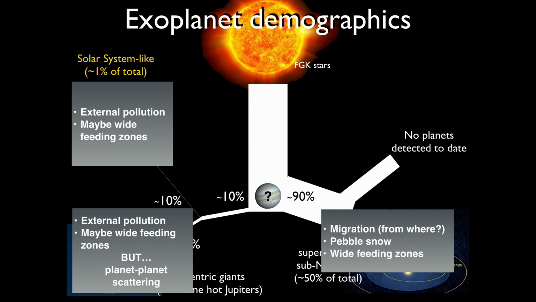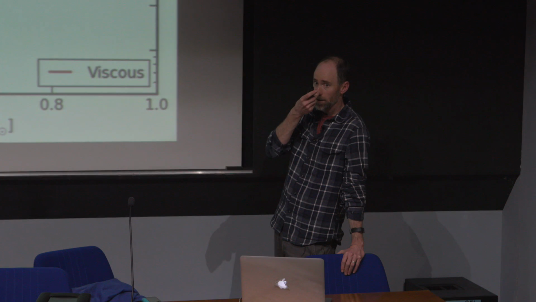For cases with giant planets on very eccentric orbits or that migrated, external pollution definitely matters. Maybe wide feeding zones, but planet-planet scattering might also destroy your terrestrial planets anyway, in which case you don't care too much. For super-Earths, migration might play a big role. And then the starting location from where the planets migrate definitely matters. Things like the pebble snow mechanism probably matter, and wide feeding zones probably matter also.